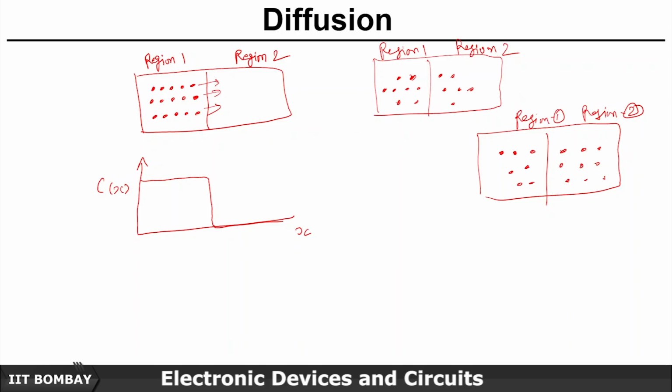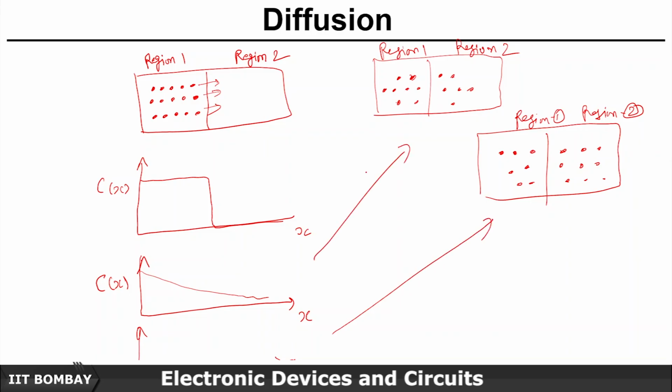After a sufficient time, if I draw the profile, it will look like something like that. Concentration Cx with respect to x, or something like this. And at some time, at this stage, it will look like something like the average concentration. So you can say diffusion is a process because of the concentration gradient, and the molecules from a high concentration region move to the low concentration region because of the thermal motion.